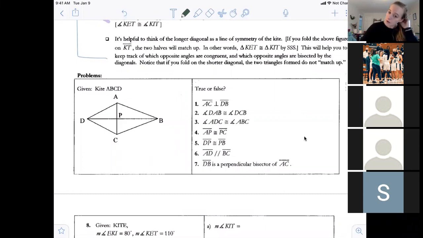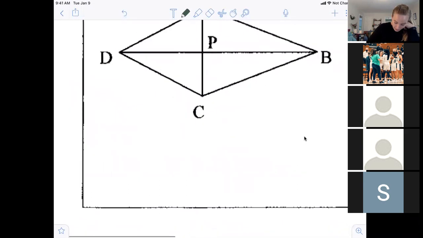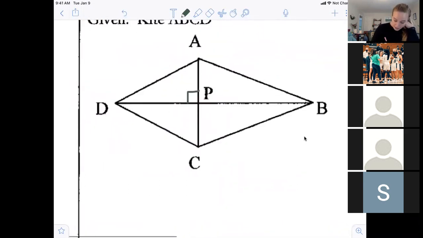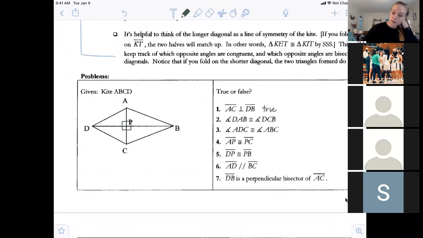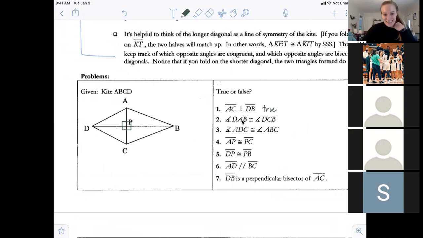I can. I'd say that's true. I think that's true too. I'm going to say that's true and I'm going to mark it on here. AC is perpendicular to DB and it's perpendicular all the way around. Very good, Ava. All right, what about the next one? Is DAB congruent to DCB? Is DAB, this angle right here, that whole angle, congruent to DCB?